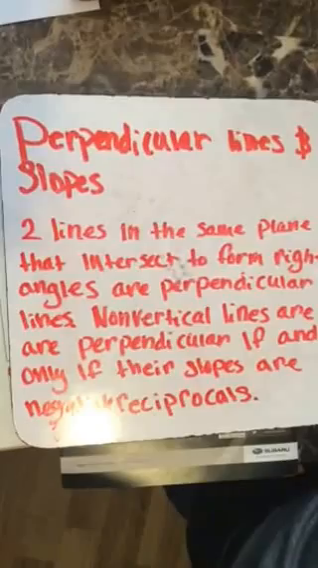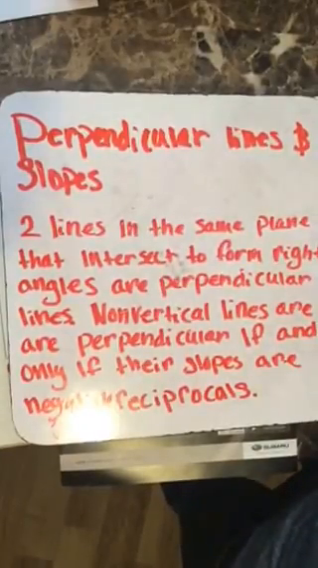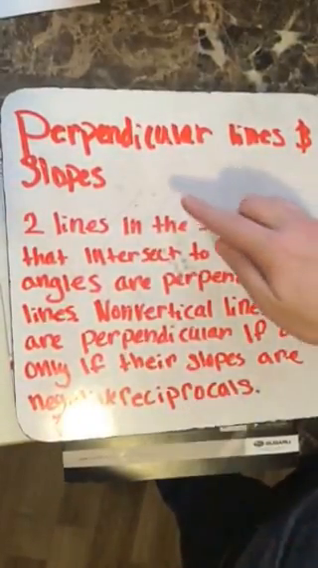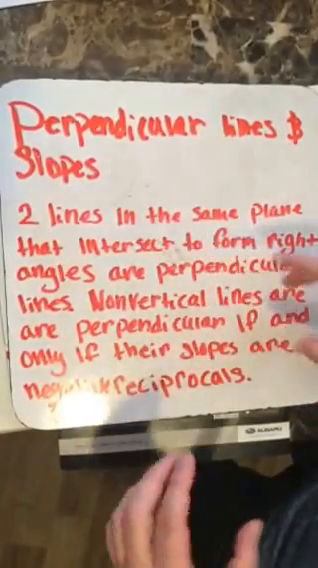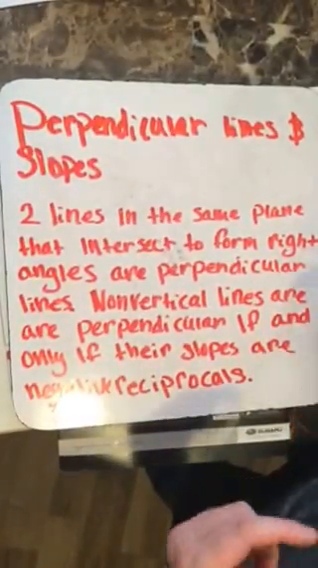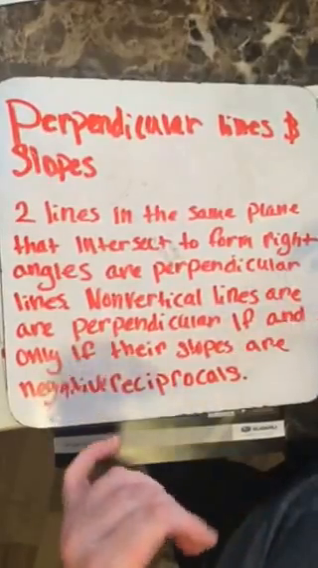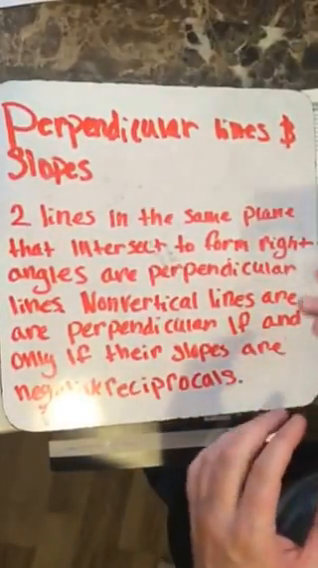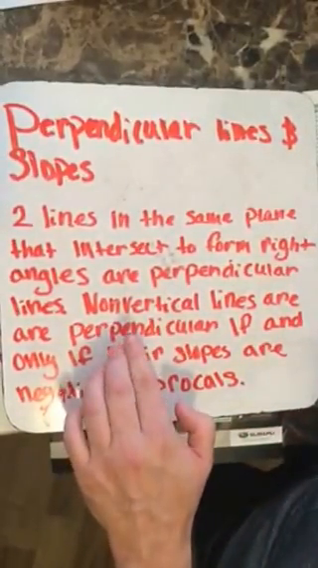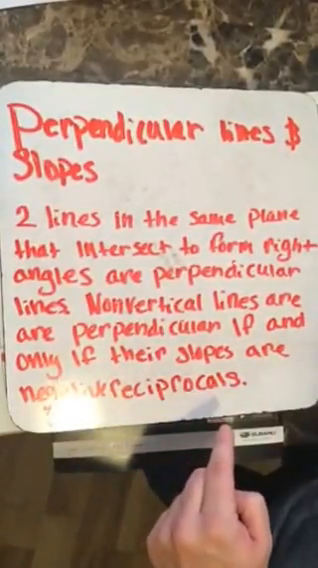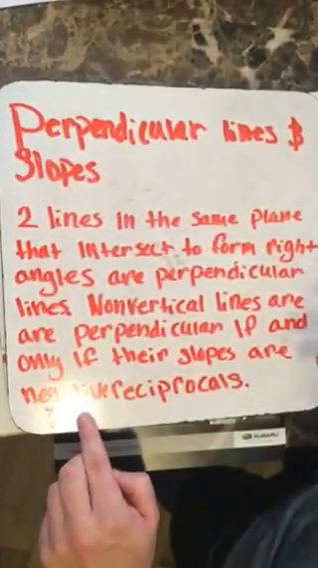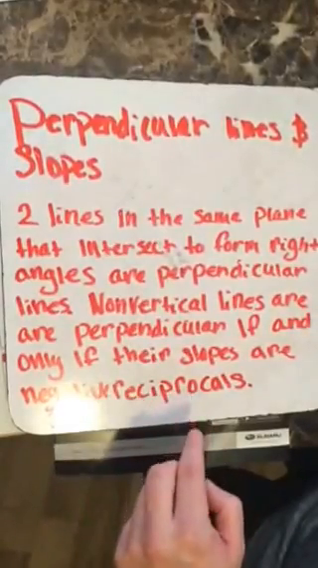Okay, so we're going to continue our study of parallel and perpendicular lines. Let's first define the perpendicular lines and their slopes. Perpendicular lines are two lines in the same plane that intersect to form right angles. Non-vertical lines are perpendicular if and only if their slopes are negatives, or some people say opposites, and reciprocals.